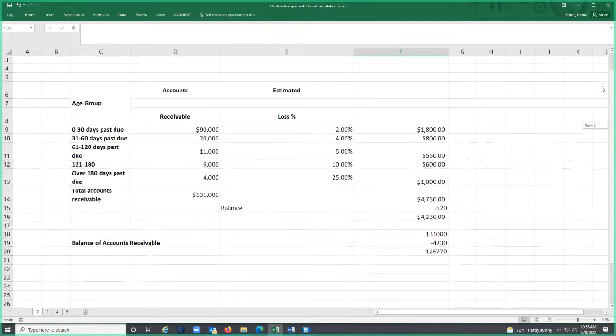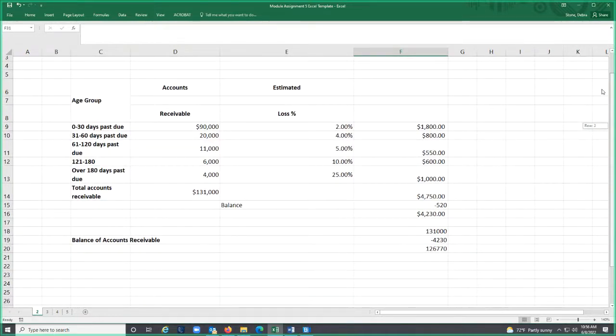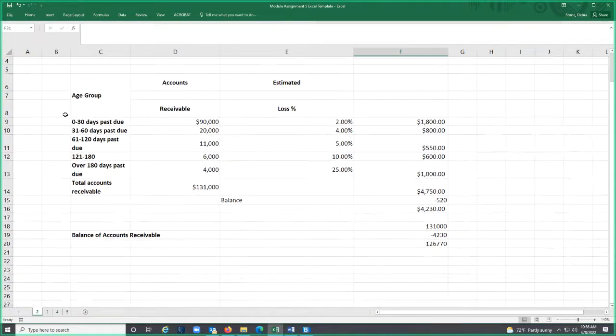from the problem itself, and it's talking about the accounts receivable. It's giving you accounts receivable broken down by how many days past due. They have buckets, so they have the 90,000, which is in the 0 to 30, the 20,000, which is 31 to 60, etc. And then the total is 131. And this over here is what they're estimating to be their loss on each one of these categories.